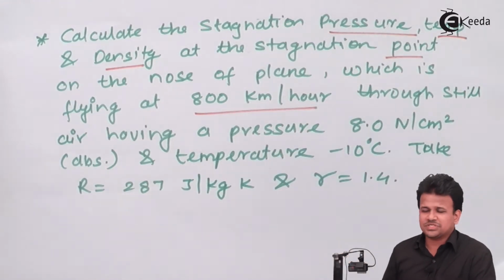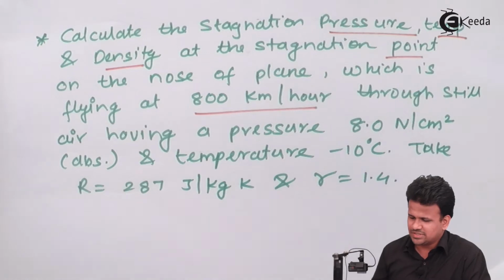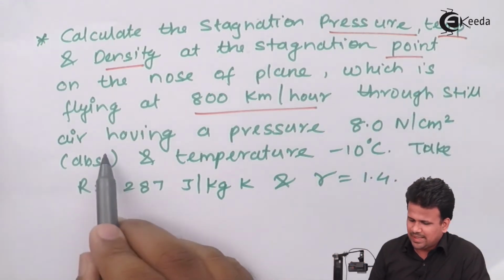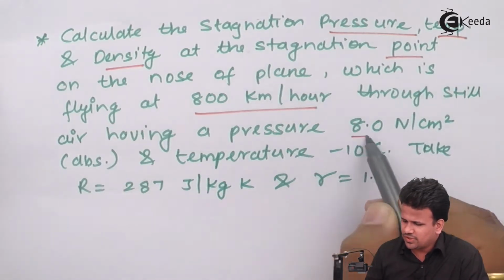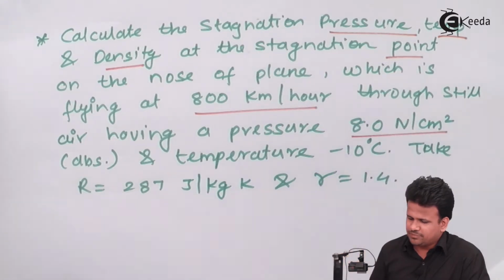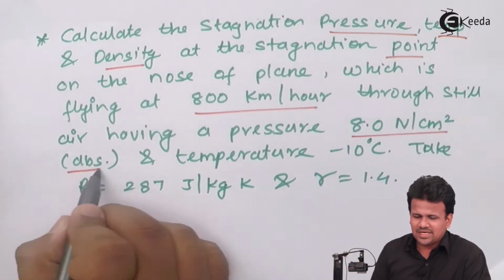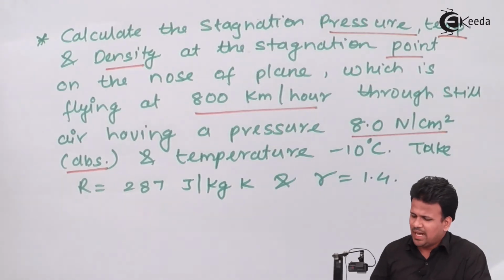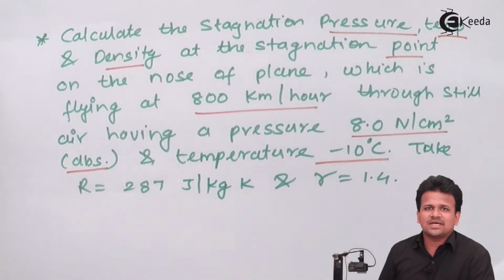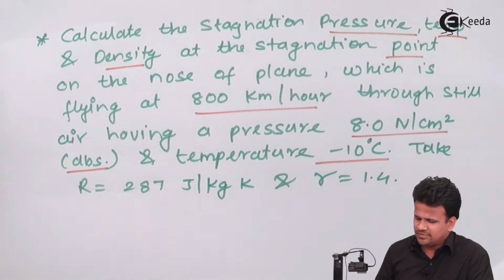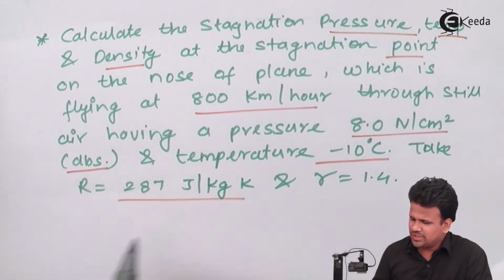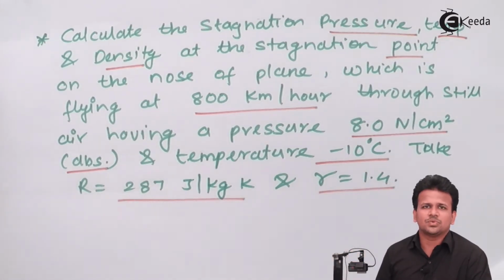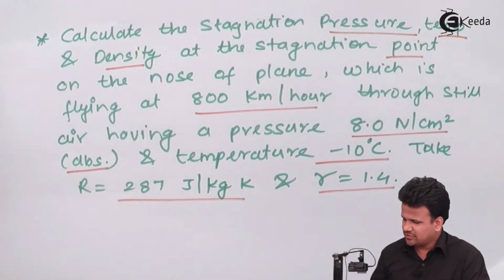That velocity is given to us through still air having a pressure of 8.0 Newton per centimeter square. That is the absolute pressure. We don't have to add atmospheric pressure to that. And the temperature is given to us as minus 10 degrees Celsius. We have to take the value of R as 287 and gamma equal to 1.4. So let us calculate this.